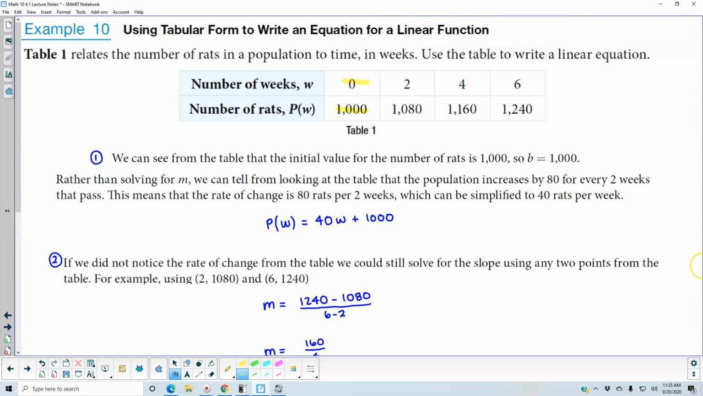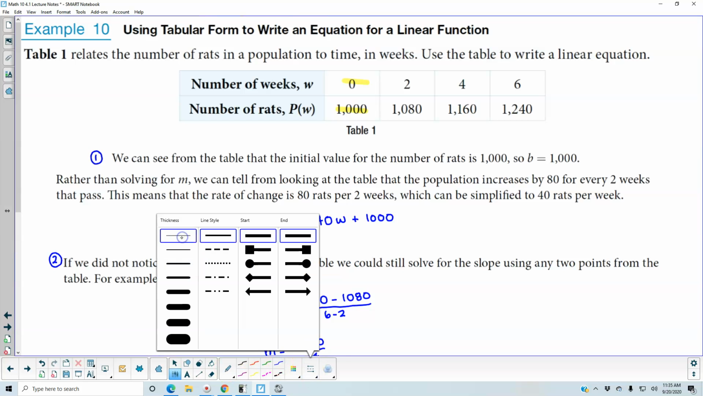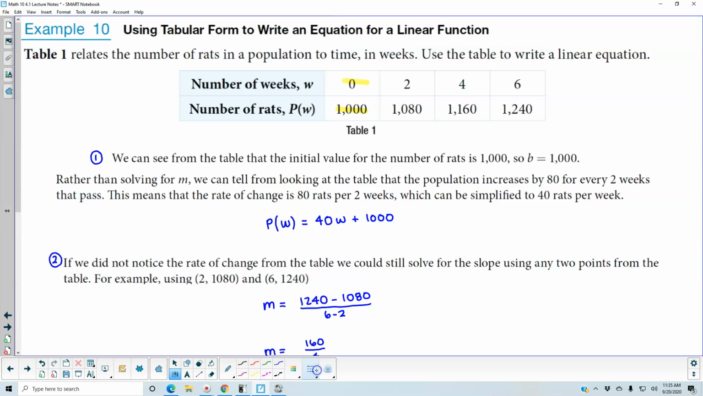So if you look here, for each particular value, this increases by 80, this increases by 80, and this increases by 80. And as you can see here, this increases by 2, this increases by 2, and this increases by 2. So that means that we can say that 80 over 2 represents the rate of change.